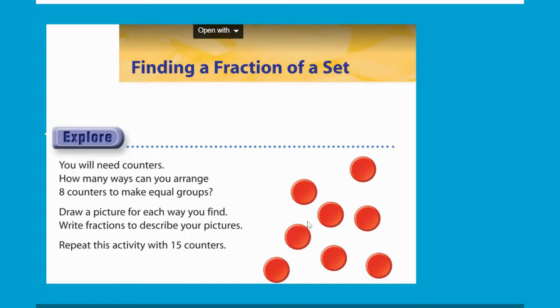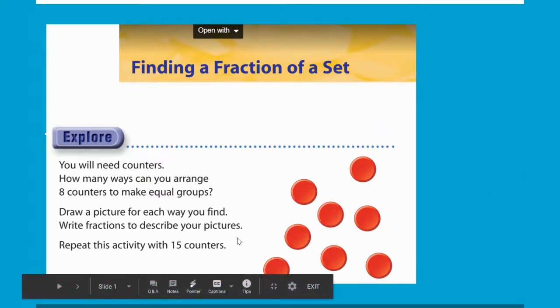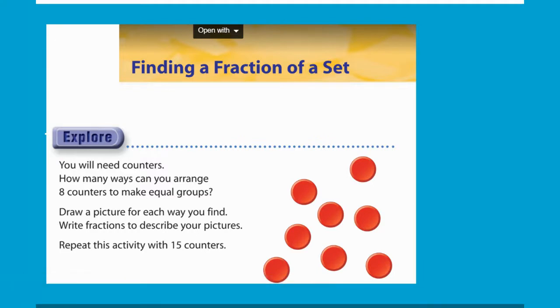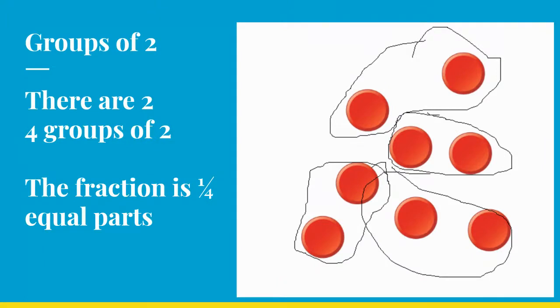Since this has 2, 4, 6, 8 circles, you can divide it into 8 equal parts, which would be 8 groups of 1. But don't really focus on the 1. I always like to start with 2 when you're just finding equal groups, unless you were trying to find half, then you would think about what half of the pictures would be. So here, groups of 2.